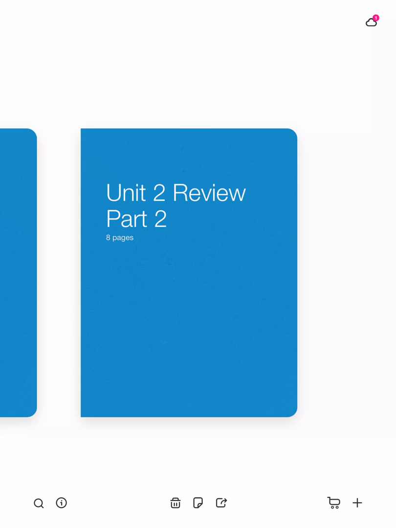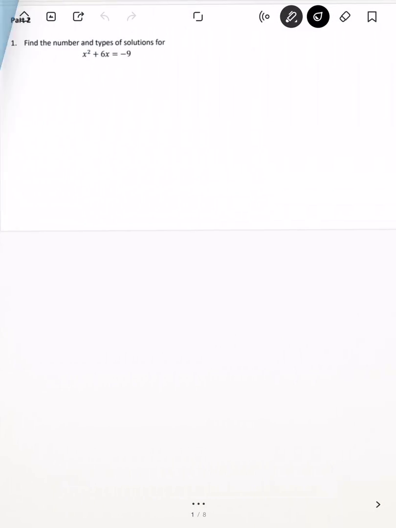This is the Unit 2 review, Part 2. Looking at question number 1. It says, find the number and the types of solutions for x squared plus 6x equals negative 9. So what we need to remember is first we want everything on one side and our equation set equal to 0. So I'm going to add 9 to both sides of the equation. So the 9's cancel out. On the right side, I get x squared plus 6x plus 9 equals 0.